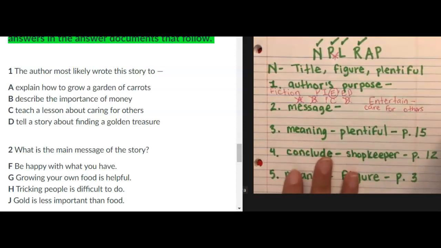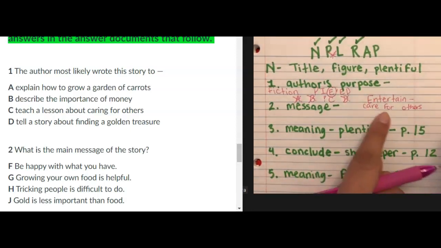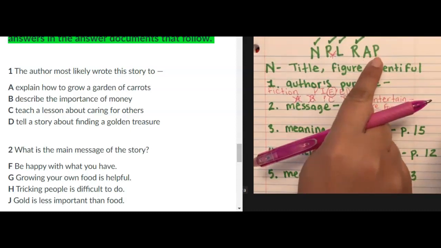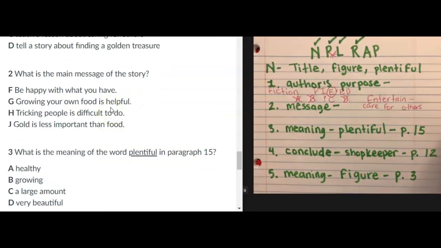Now my journal is going to start getting a little messy because I'm writing my notes, but that's totally fine because you did prove your answers. You did answer and then you proved the best answer for your question. So in question number 2, it's asking me, what is the main message of the story?